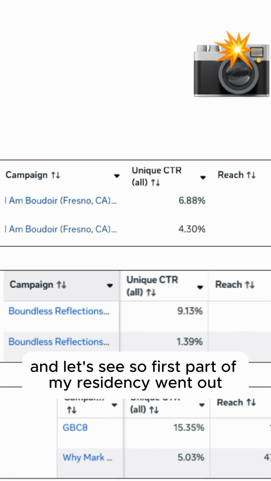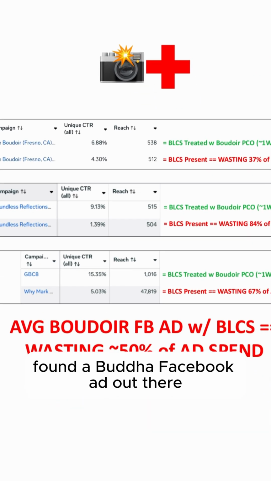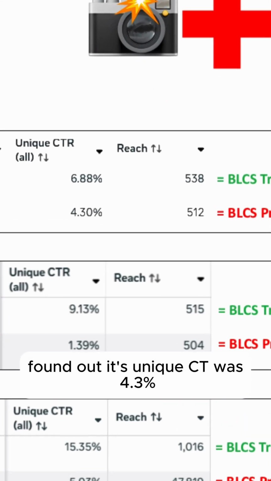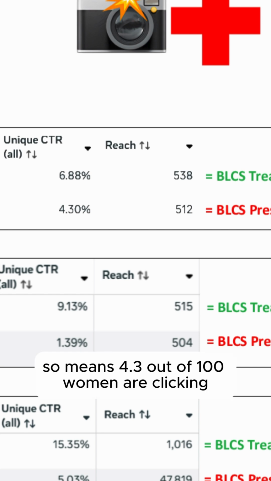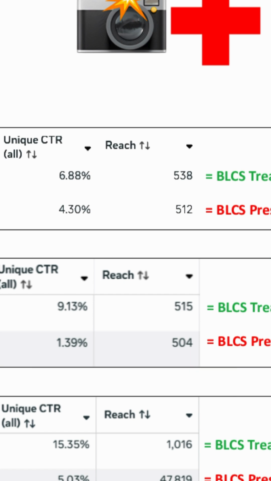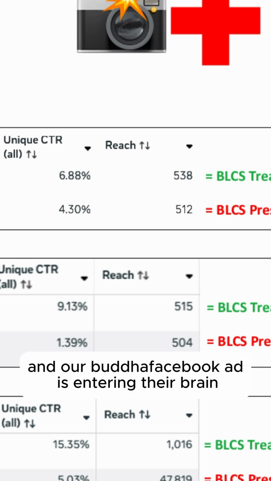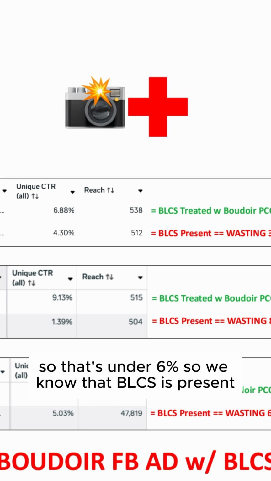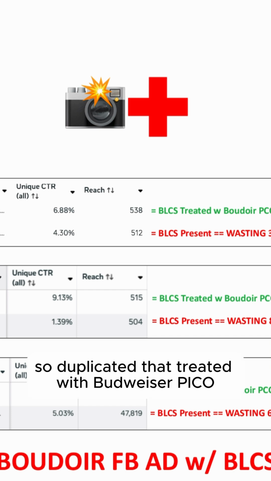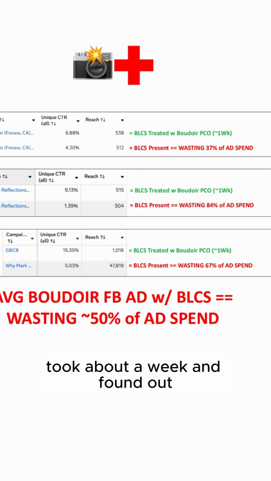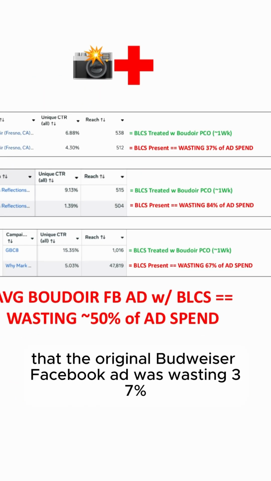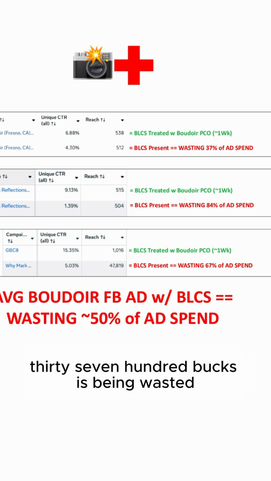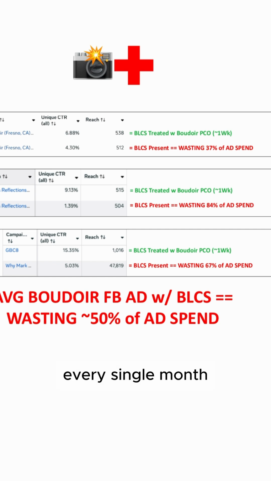And let's see. So first part of my residency, I went out, found a Boudoir Facebook ad out there, brought it to the hospital, and found out its unique CTR is 4.3%. So that means 4.3 out of 100 women are clicking somewhere in our Boudoir Facebook ad, and our ad is entering their brain. That's under 6%, so we know that BLCS is present. So I duplicated that, treated it with Boudoir Pico, it took about a week, and we found out that the original Boudoir Facebook ad was wasting 37% of their ad spend. So if they're spending 10 grand a month, 3,700 bucks is being wasted every single month.